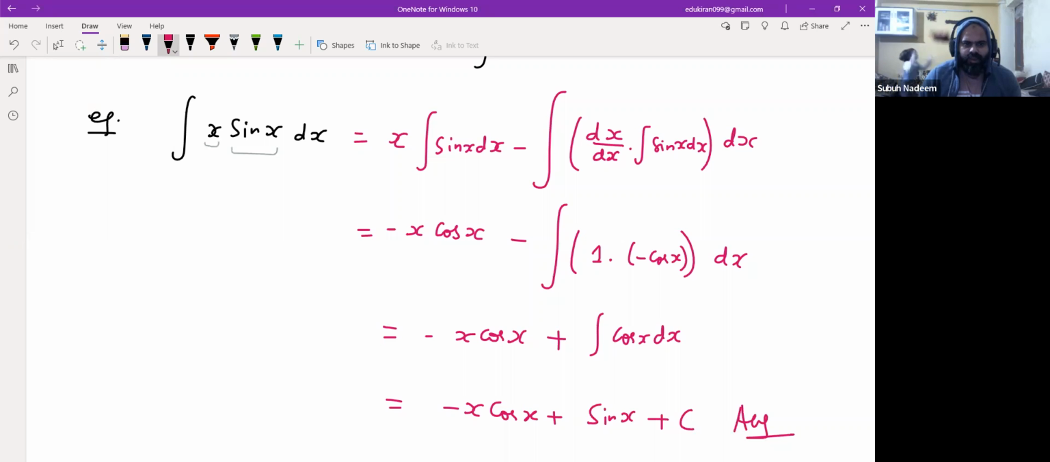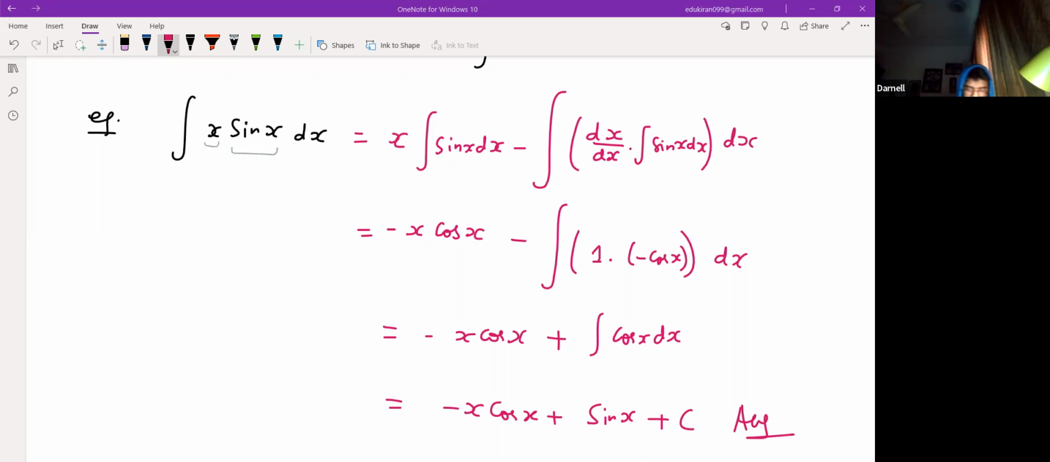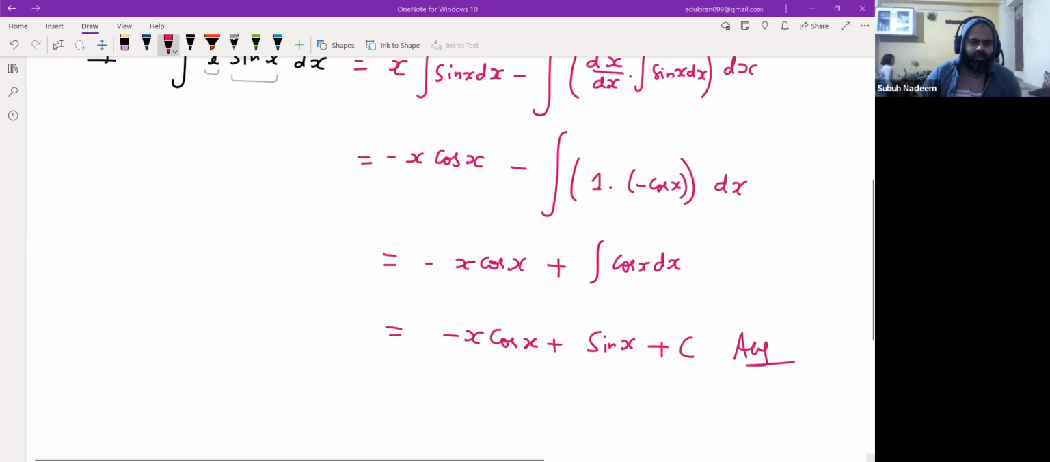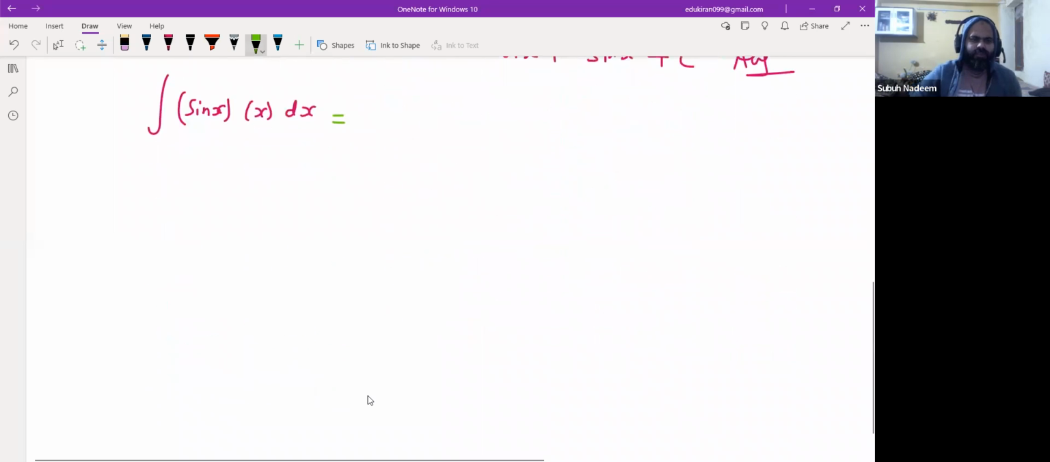Now we'll see what happens if we interchange them. Have you noted it down? Yes, sir. Okay. So suppose we take sine x as the first function and x as the second function, because it is not specified which is first and which is second. Some may take x as first, some may take sine x as first. So what will happen in that case?